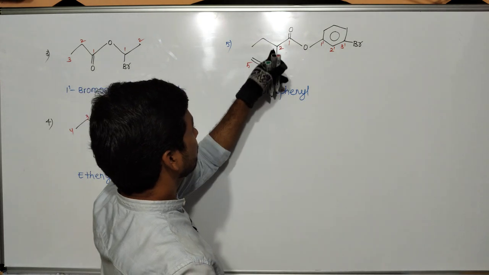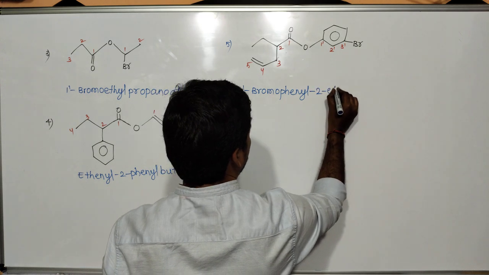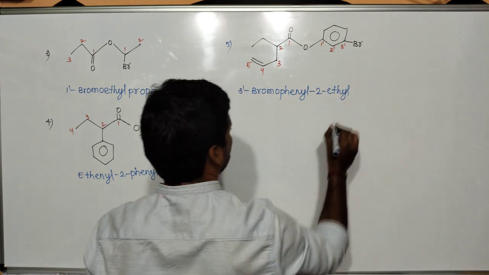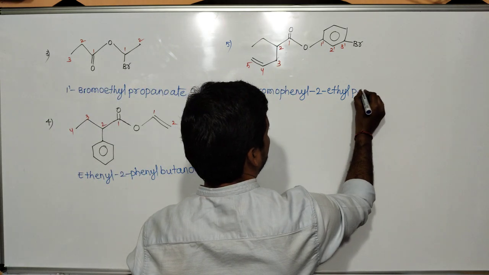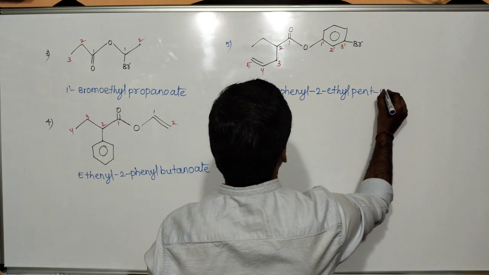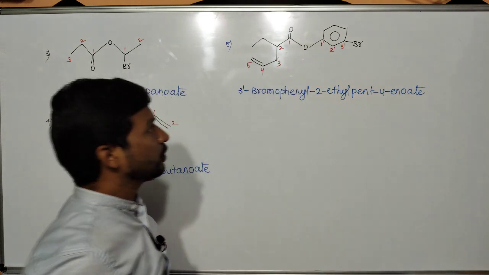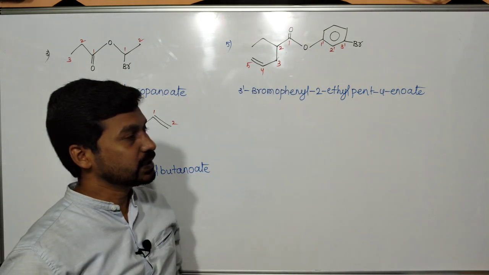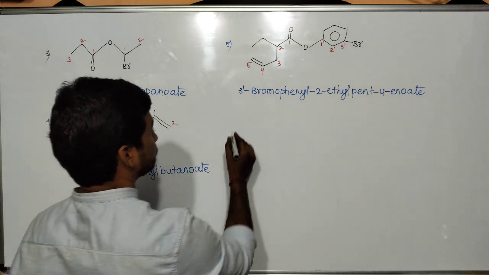And this is the substituent at the second position, 2-ethyl. 2-ethyl pent-4-enoate is the IUPAC name of this molecule. Next.